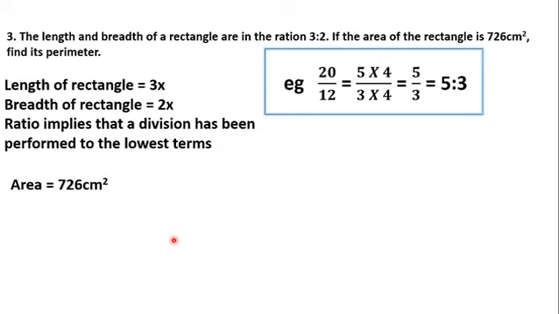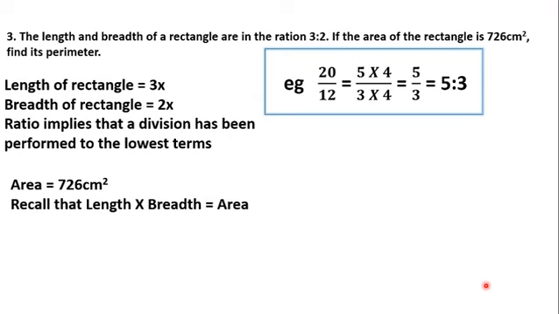The area of the rectangle is 726 centimeters squared. Now if that is so, we know the formula for the area of a rectangle to be length times breadth. When you multiply the length of a rectangle by the breadth of that rectangle or the width, then you have the area of that rectangle.